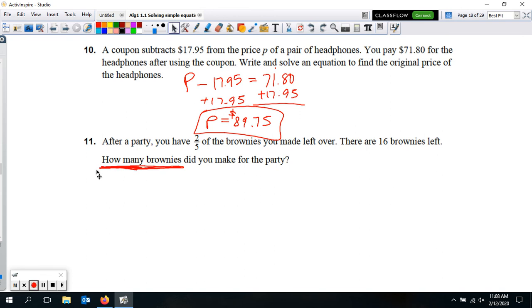So how many brownies is what we're trying to find? Again, that's what we're trying to understand. So we chose to write an equation. That's basically figuring out a plan. Carrying out the plan now is where you write that equation.